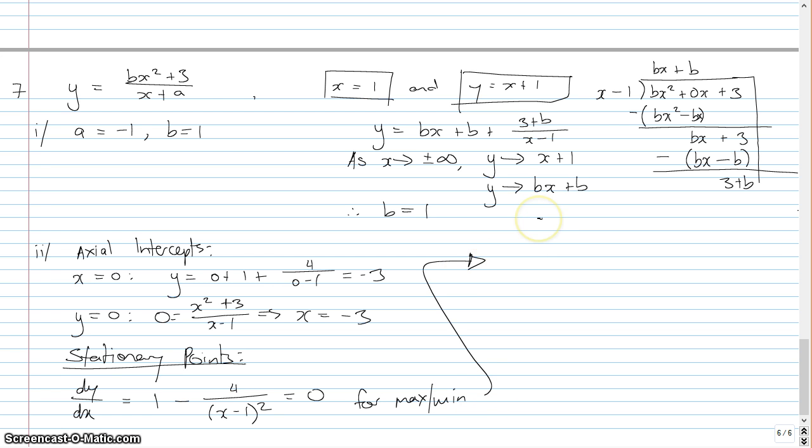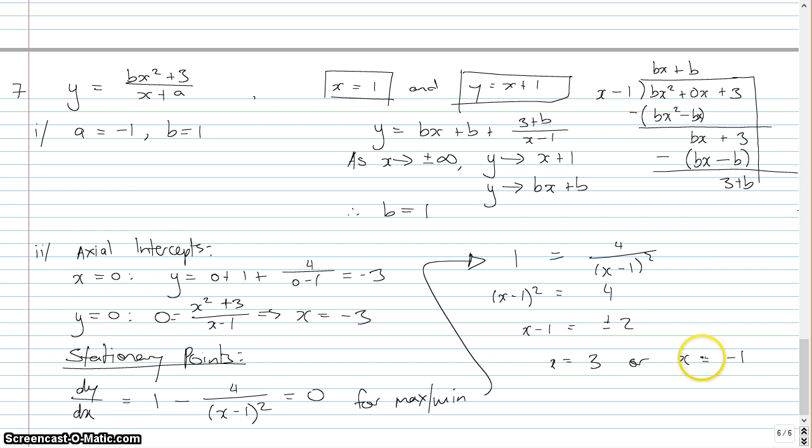So if I solve that, that's the same thing as solving, move this side over, I'd get 1 is equal to 4 over x minus 1 squared. So x minus 1 squared is equal to 4, x minus 1 is equal to plus or minus 2, x is equal to 3, or x equals minus 1.